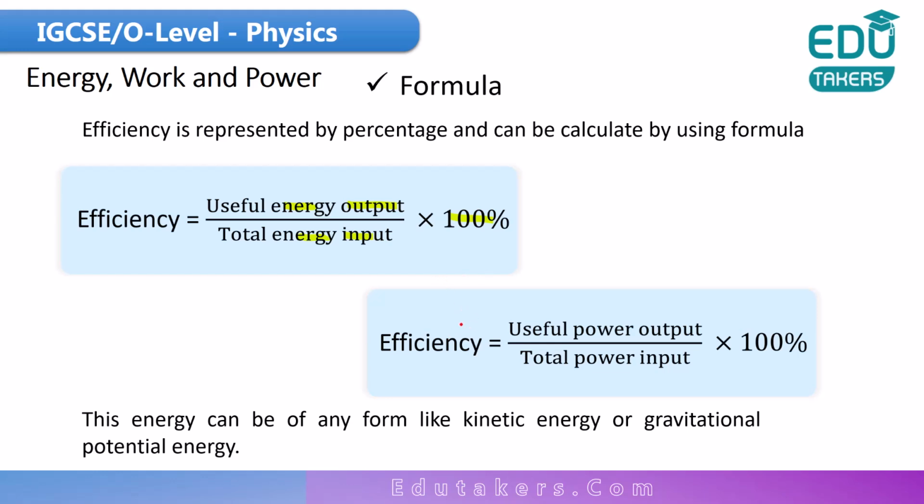If instead of the energy, the useful output power and the total input power are given, then how can you calculate the efficiency? There is another formula of the efficiency in terms of power, which is: efficiency is equal to useful power output over total power input multiplied by 100%. So this formula is used to calculate the efficiency. But if we see the first formula, here is the energy. This energy can be of any form, like kinetic energy, gravitational potential energy or chemical energy.